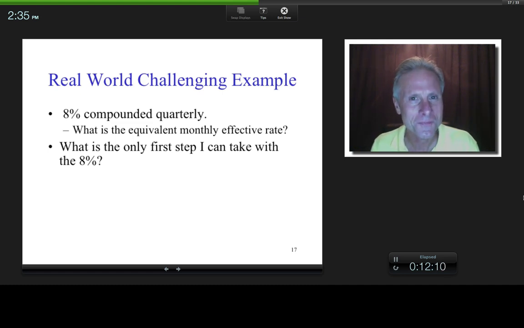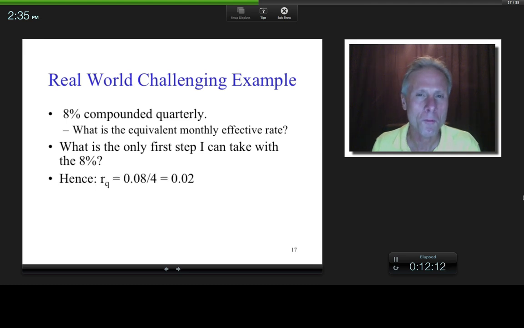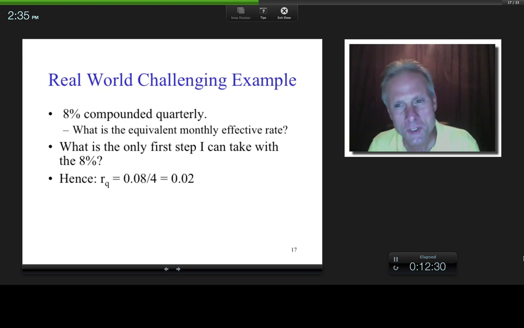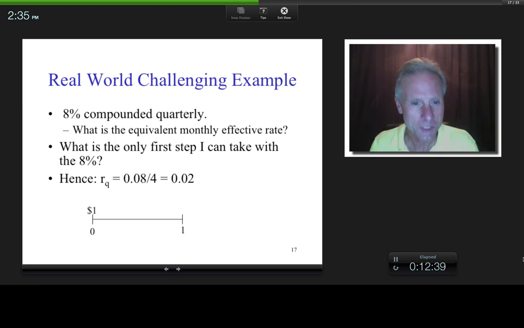By definition, it is to divide it by 4. Why? Because by convention, this 8% is an annual number. There are 4 quarters in a year. So 8 divided by 4 gives me 2%. And now, by definition, I have my effective quarterly rate. So by definition, what does that mean? That $1 will grow into how much after how long? Well, basically, $1 is going to grow into $1.02 after 1 quarter.